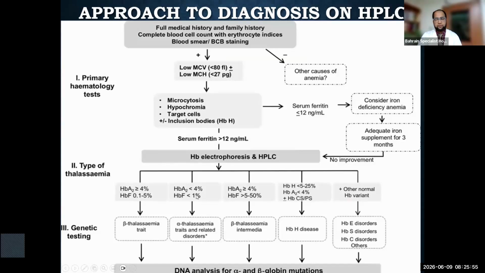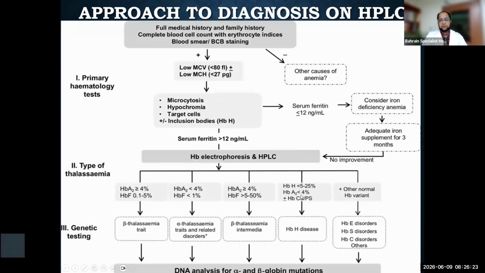And when the values are less than 4, it can be an alpha carrier or it can be a normal individual. So the silent alpha carriers are basically missed. I mean to say the silent alpha, the 1 gene and 2 gene deletions are not detected in HPLC, because the HbA2 pattern is similar to the normal individual. Only HbH disease we can detect among the alpha carriers.